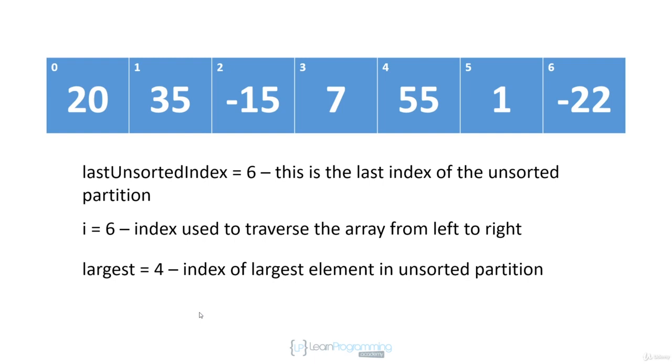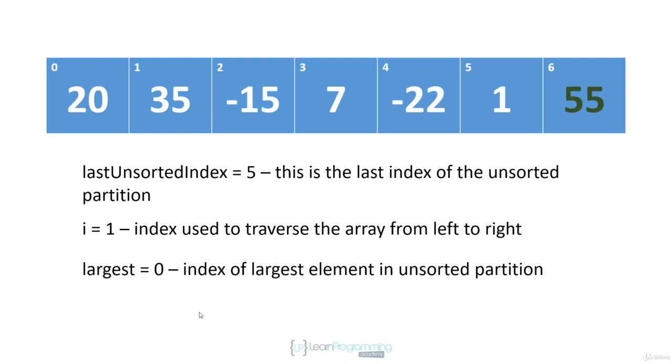So we're going to swap the largest element that we found in the unsorted partition, and that's at position 4, with the last element in the unsorted partition, and that's at position 6. So what we're going to do is swap 55 and minus 22. And we have now completed our first traversal, and at this point 55 is in its correct sorted position, and so we're going to decrement last unsorted index to 5. And we're going to reinitialize I to 1, and we're going to say the largest element in the unsorted partition is at position 0. And we repeat the process.